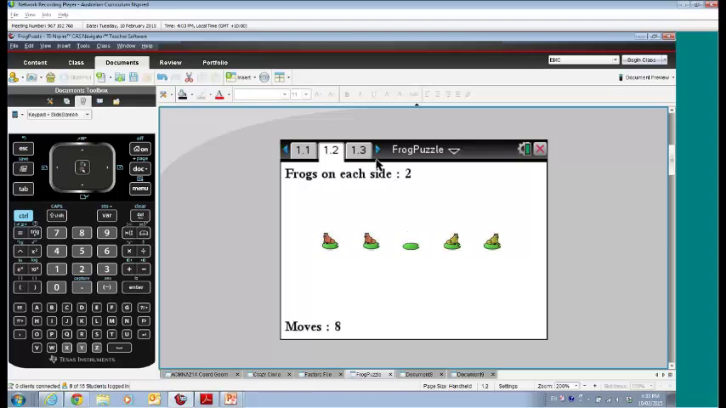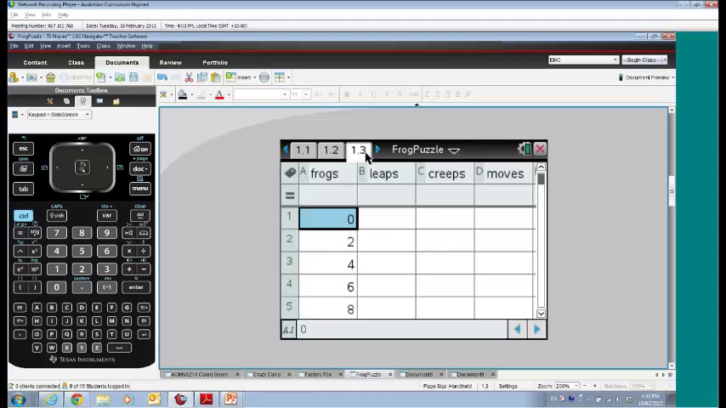So I can then go onto the spreadsheet, and the number of frogs in this puzzle, as you can see, it jumps up by 2 and then 4. So there's 4 frogs in this puzzle, and it took 4 leaps and 4 creeps. I did warn you I was recording them on a piece of paper. Now, obviously, if there's no frogs on each side, then we would also get 0 leaps and 0 creeps.